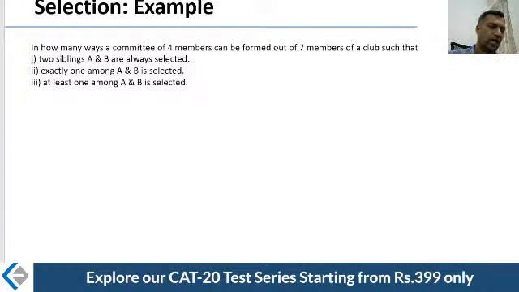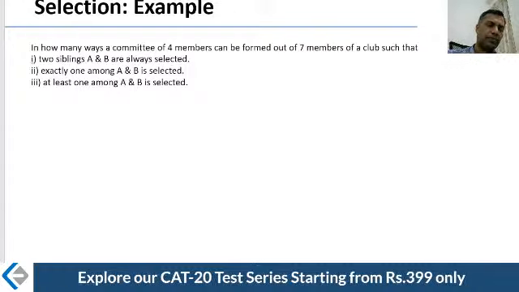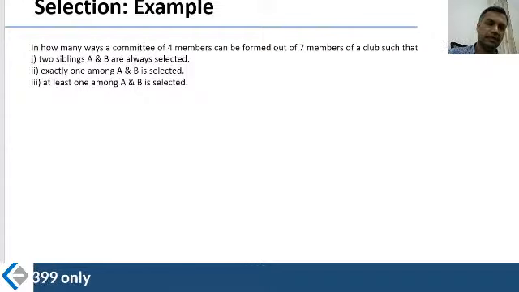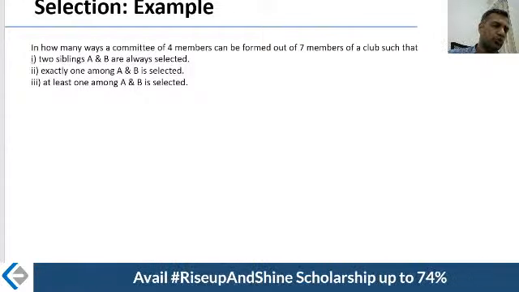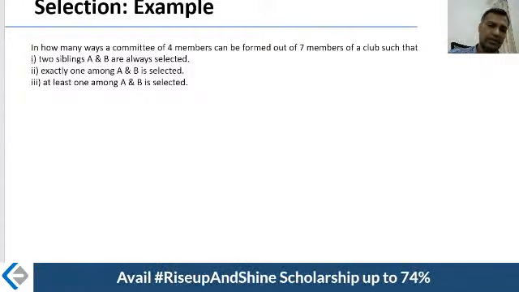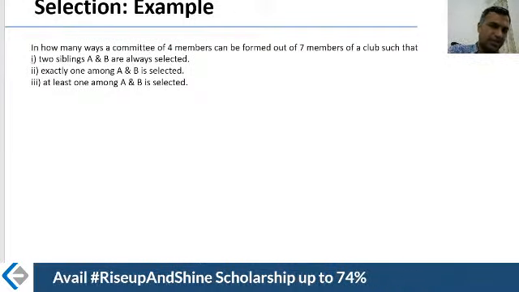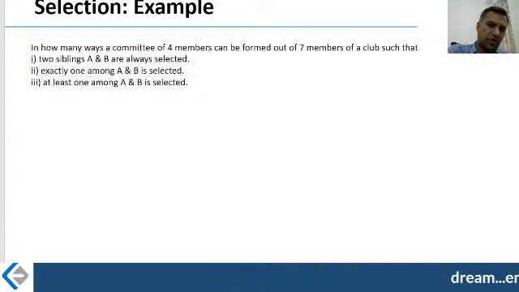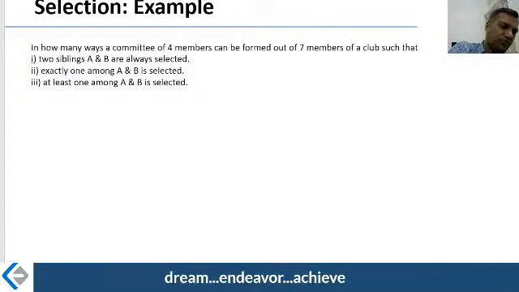In how many ways can a committee of 4 members be formed out of 7 members of a club, such that two siblings A and B are always selected? Simple. I spoke to you in the last class about this. Committees are generally selection because you are not giving them any post. So 4 members out of 7 members need to be selected.